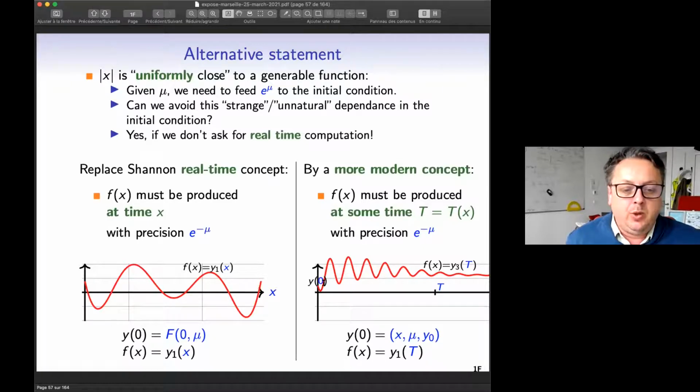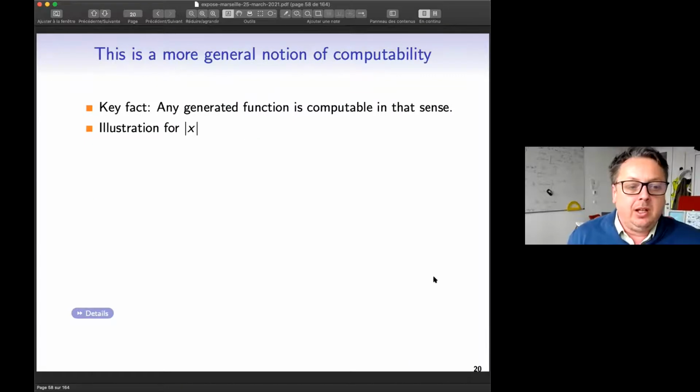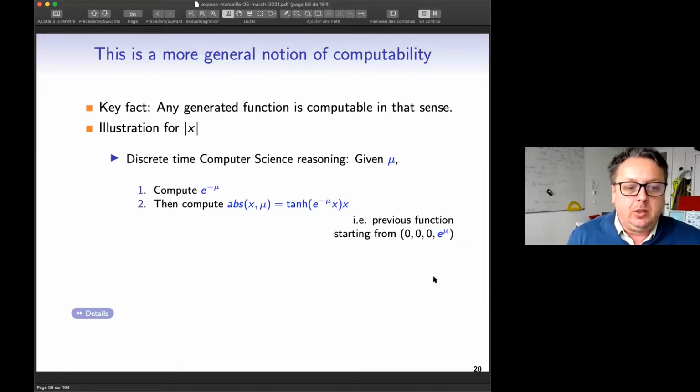And I go to the way we consider computation in 2021. So you give the input x, you give mu as input, you let the machine compute. At the moment you stop it, you read the value. So we say that some function is computed if there is some time depending on the input x and mu, so that if you stop it, you get some approximation of the function. So from that more modern concept, the absolute value could be computed.